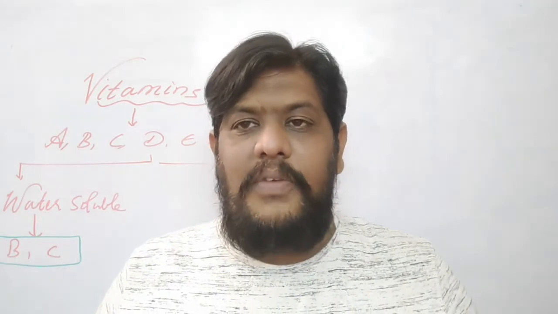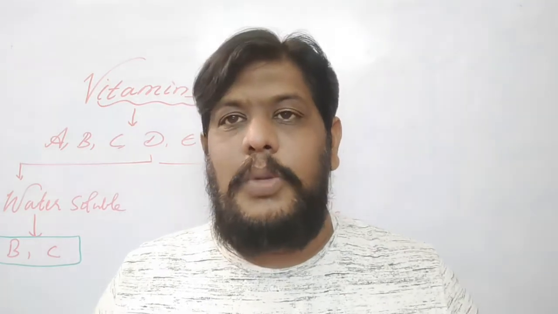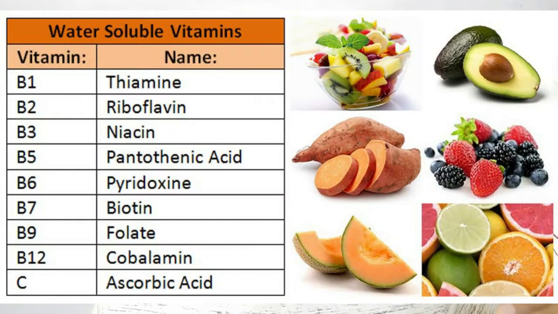Okay, now all of you turn your page to 19. Come to page number 19 so that we can see one by one and we can learn all those things. Is it clear? So first of all, we'll go ahead with the B complex.